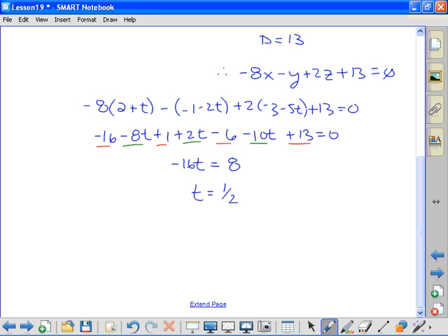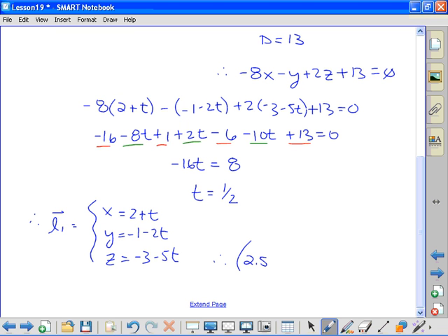So therefore, from the given equation above, where x is equal to 2 plus t, y is equal to negative 1 minus 2t, and z is equal to negative 3 minus 5t. Putting a half in for those, we get 2.5 for my x value, and negative 2 for the y value, and negative 5.5 for z. So there is the intersection point of this line and plane.